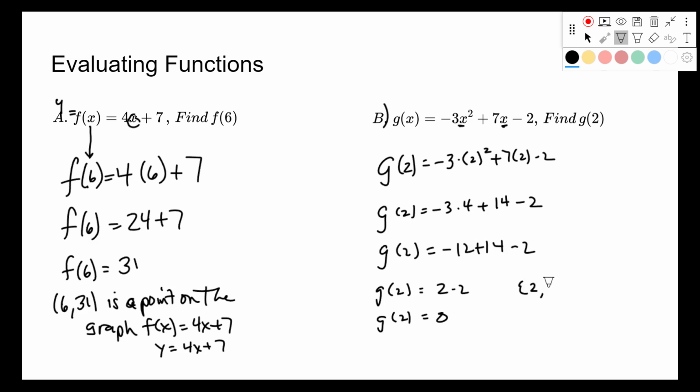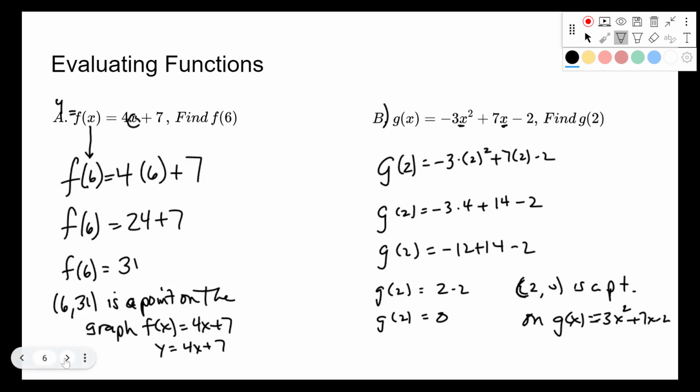So I know 2 comma 0 is a point on g of x equals negative 3x squared plus 7x minus 2. If I were to graph this parabola, 2 comma 0 would be a point on it. I know that for certain. That's how we evaluate functions using function notation.